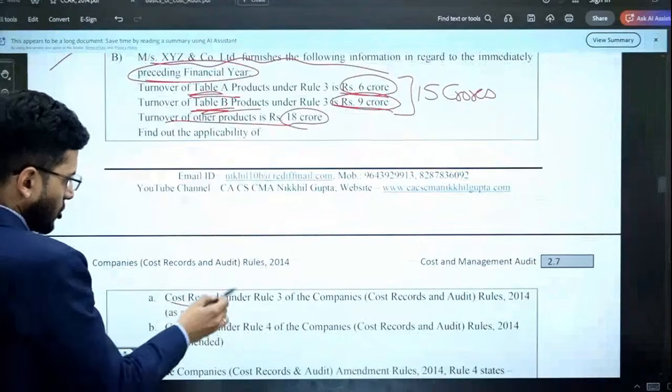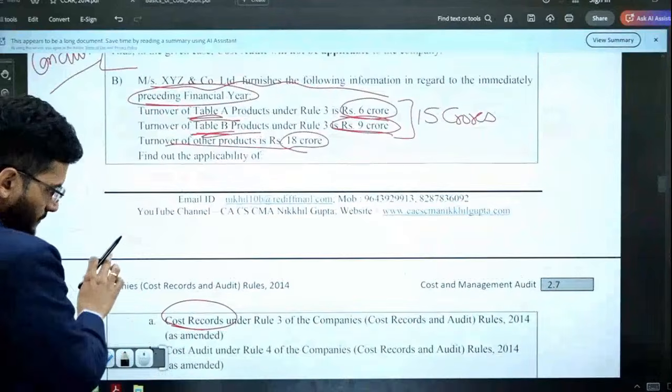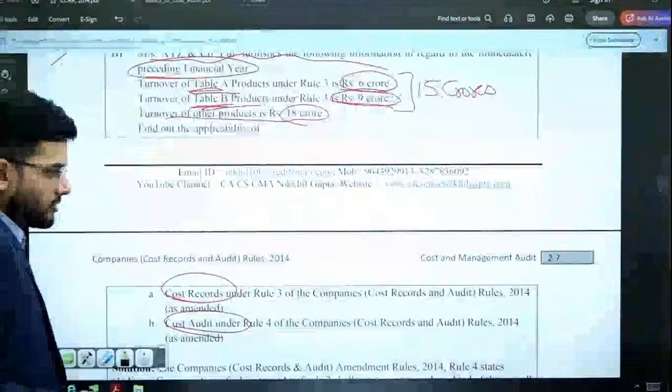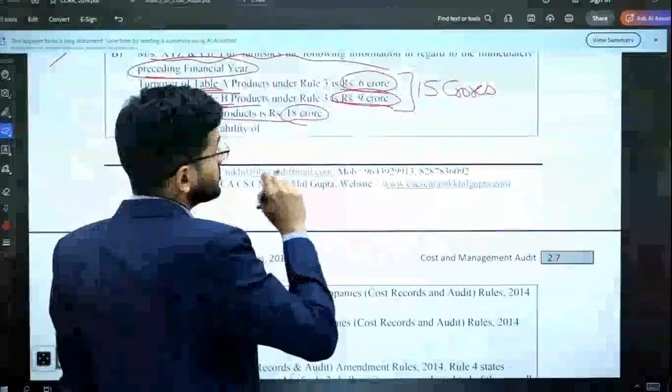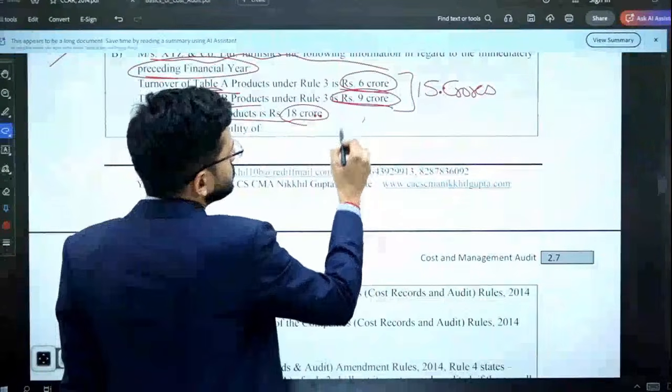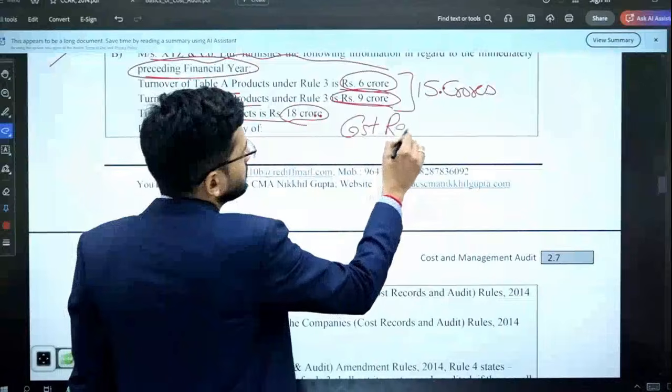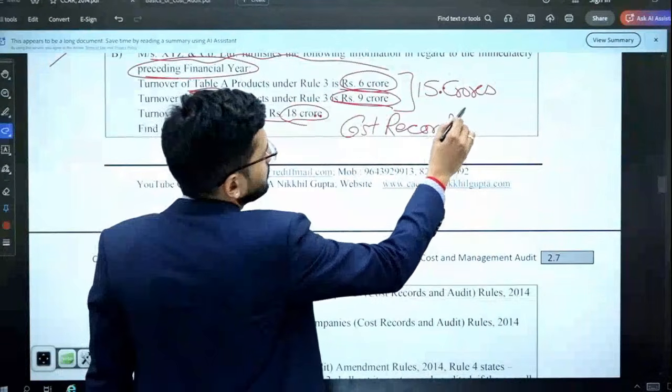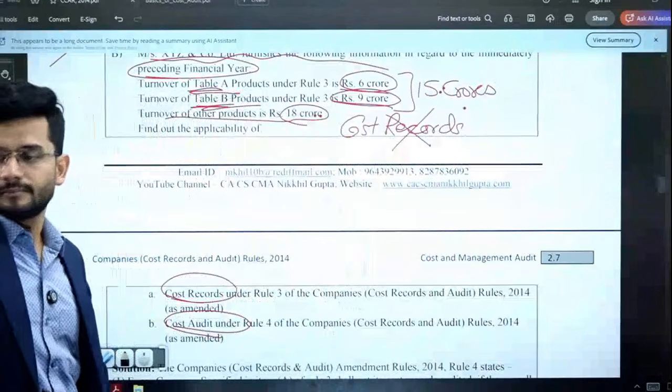You need to write the applicability for cost records and the applicability of cost audit. Let's see the cost records first. 18 plus 15 is 33. So cost records are not applicable.